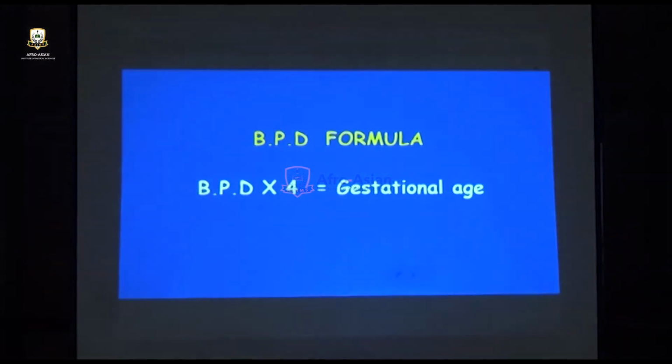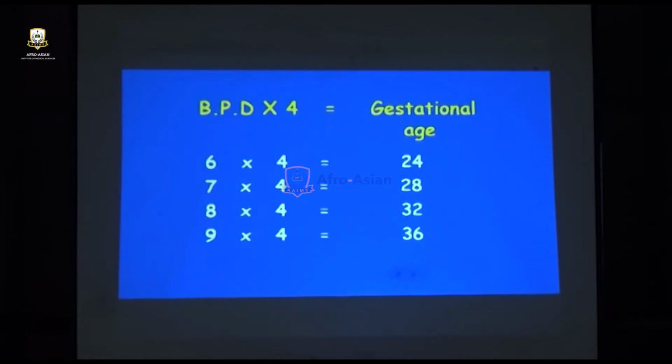The BPD formula is very simple. Whatever the BPD is, multiplied by 4 will give you the gestational age, and that is very accurate, plus or minus 1 week. When BPD is 6, multiplied by 4, 6 4s are 24, 7 4s are 28, 8 4s are 32.